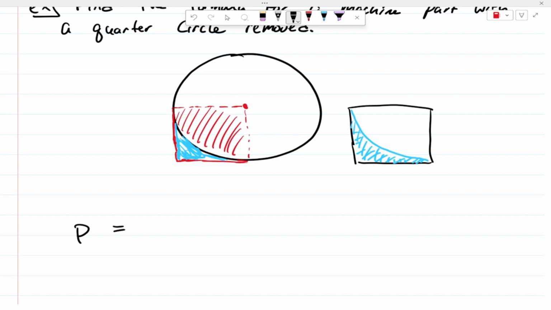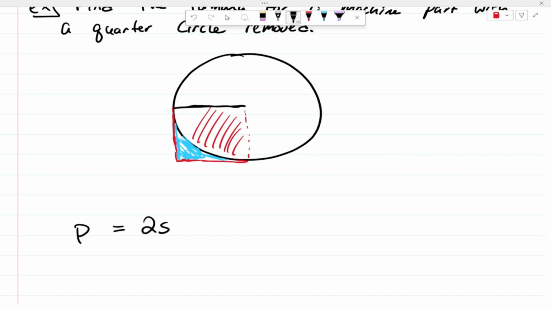Our perimeter is going to equal 2S. That is coming from the fact that this radius in the big circle, in fact, let me just erase this. This radius right here is S, and that radius is S. All right, so that means this side of the square is S, and so is this, because it's a square. So this 2S represents the two that I have highlighted right here.